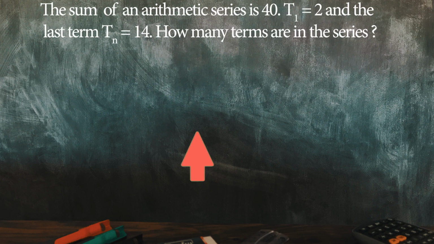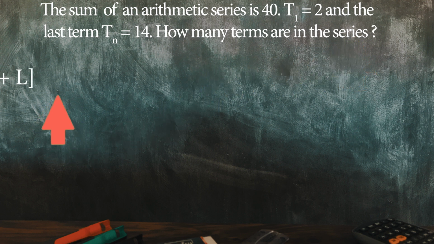In this example, we are given the sum of an arithmetic series, which is 40. We are also given term 1, which is a = 2, and the last term, Tn, is equal to 14. So how many terms are in this series? We want to know what n is.